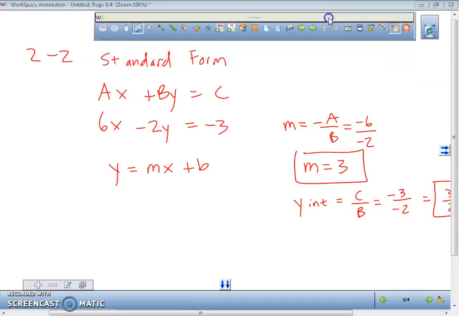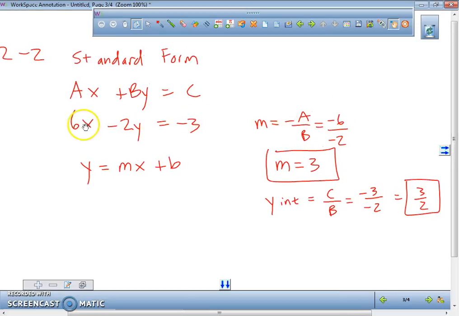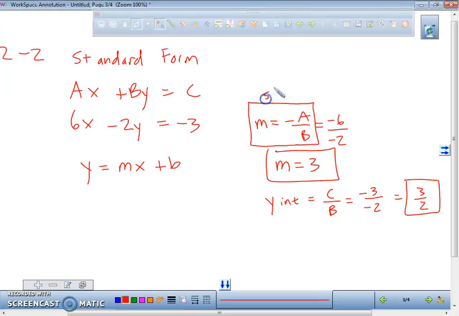A continuation of 2-2 dealing with standard form of linear equations. We had the equation 6x minus 2y equals -3, and we used a shortcut right here. This is the formula to find the slope of a line. M is equal to -a over b. We found our slope to be 3, and then we also found a shortcut for the y-intercept, which is the c value divided by the b value, and we got -3 divided by -2, which is +3/2.